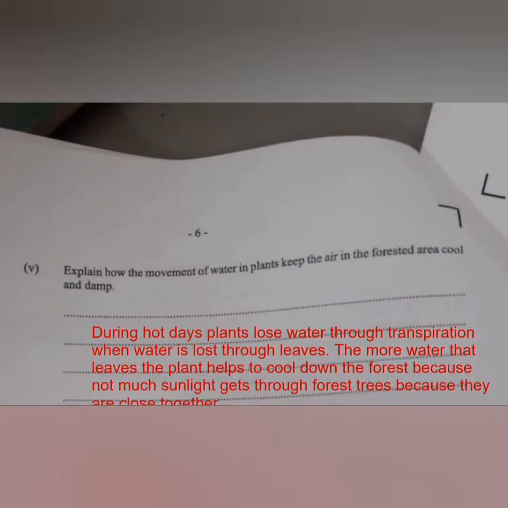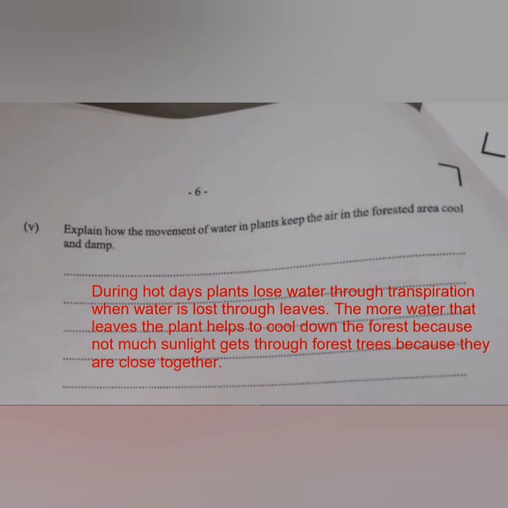Next question. Explain how the movement of water in plants keeps the air in the forested area cool and damp. The response I have is that during hot days, plants lose water through transpiration when water is lost through their leaves. The more water that leaves the plant helps to cool down the forest because not much sunlight gets through forest trees because they are close together. This is what helps to keep the forest area cool and damp. So the more the plants lose water, the more water vapor is in the forest to keep it cool and damp.